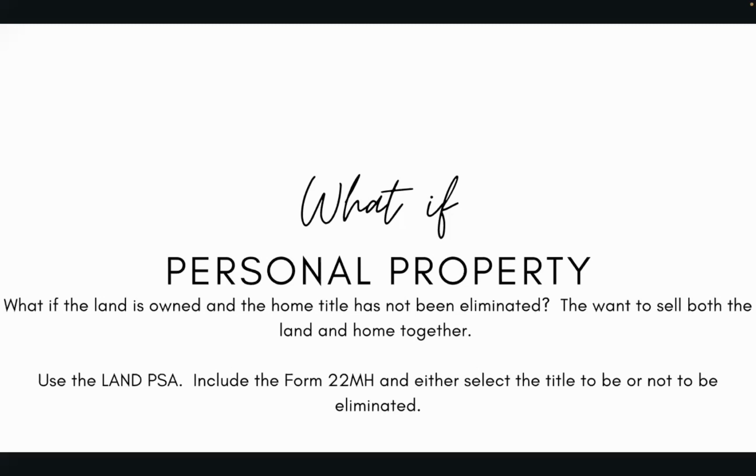You'll use a land purchase and sale agreement, and you'll add in this 22MH. Now you can either select it to be eliminated or not eliminated. If it's financed and they want to put it all together, I would highly suggest trying to eliminate that title, attach it to the land. If they want to get rid of that manufactured home, but they don't care if it transfers title, go ahead and don't eliminate the title.